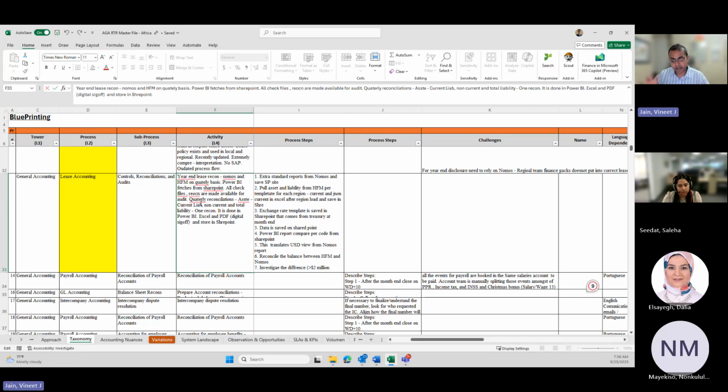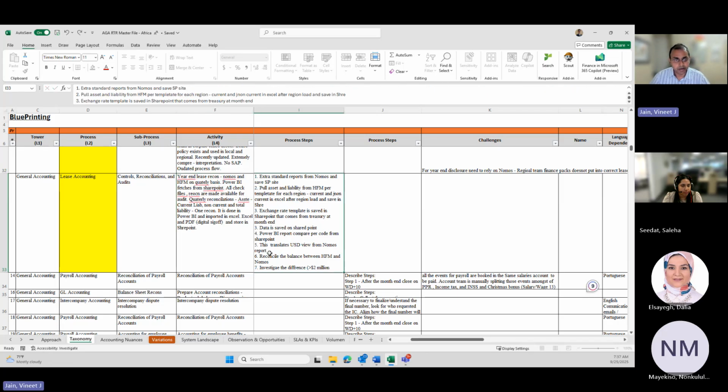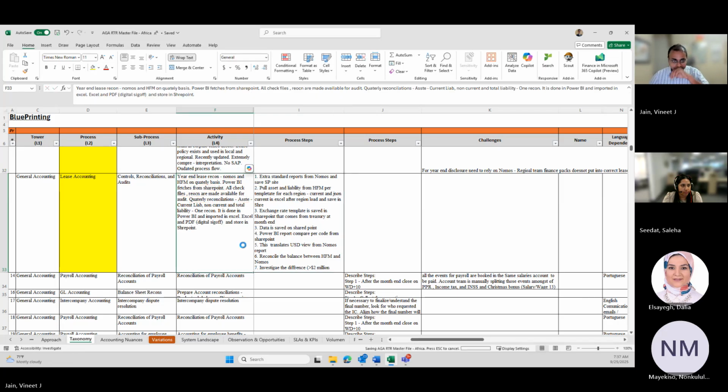So basically you do it in Power BI, but Excel is the final output. You take the reconciled report from Power BI, import it in Excel, and then do the PDF. Perfect. And this is on a quarterly basis. Yeah.